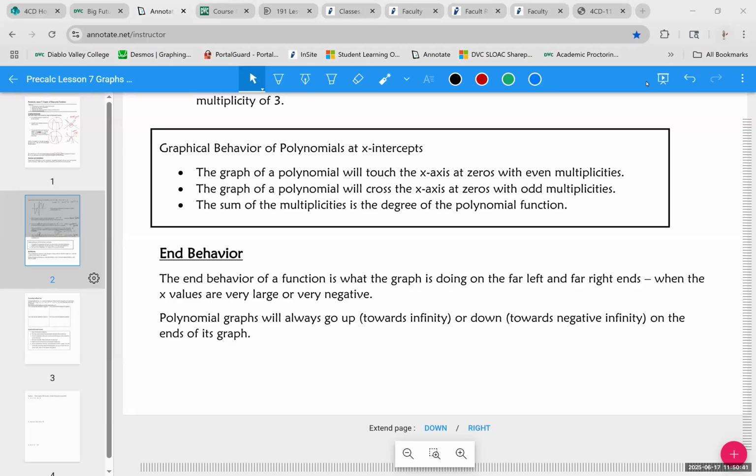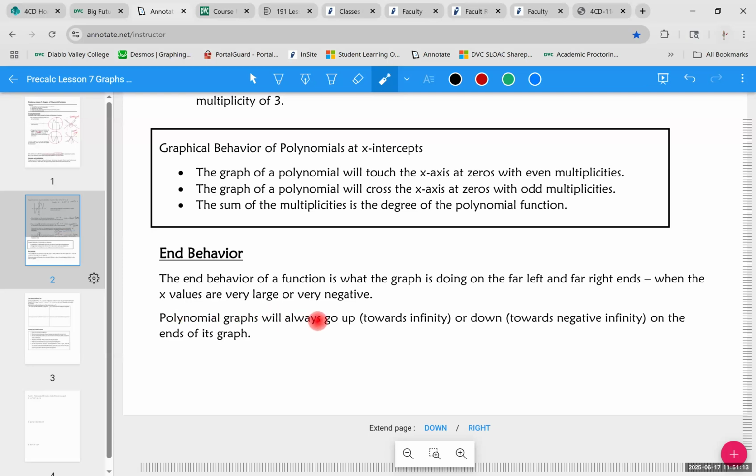All right, the next thing we're going to look at when it comes to graphing polynomials is end behavior. An end behavior of a function is what the graph is doing on the far left and far right ends. That's why it's called end behavior, when the x values are either very large or very negative. So as x is approaching large numbers like 100, 1,000, etc., sometimes we can tell this behavior even sooner than that, or on the other end, -50, -100.